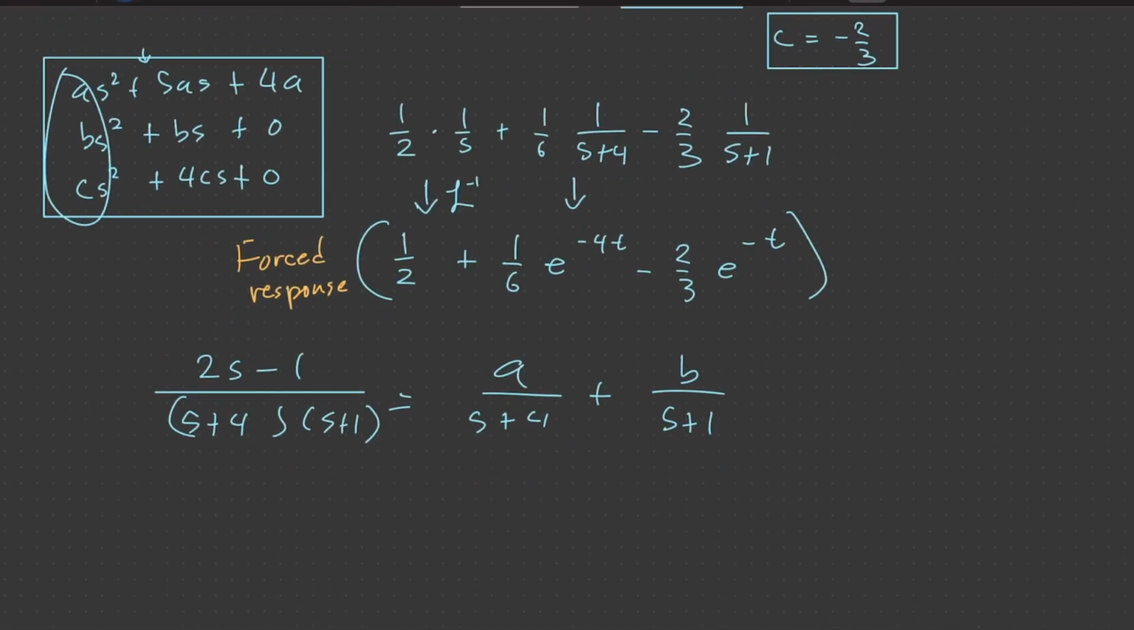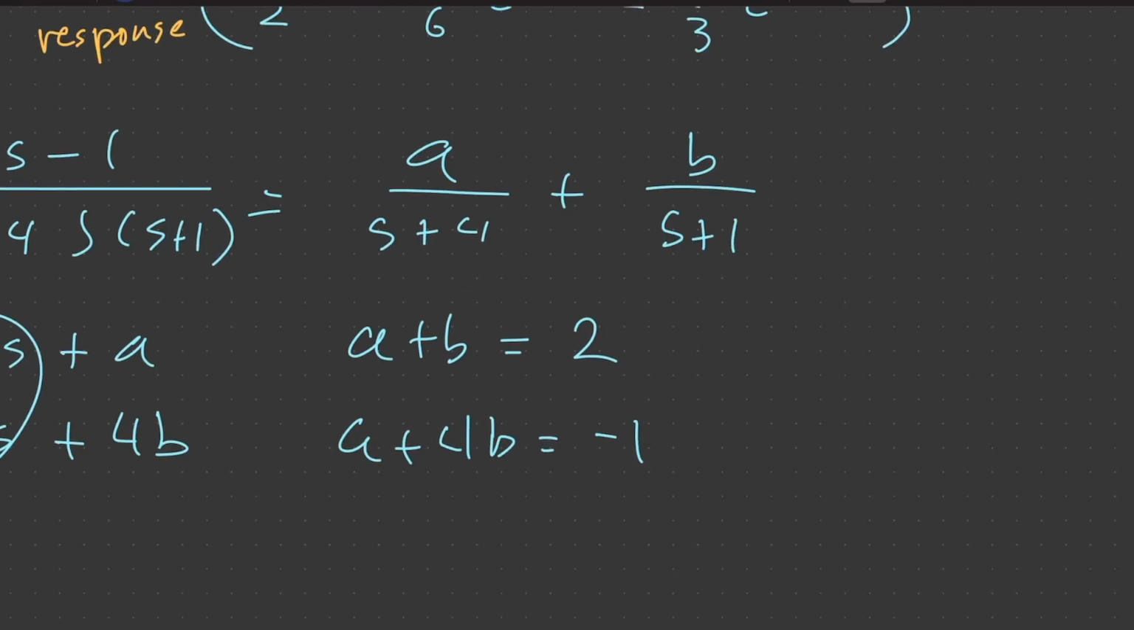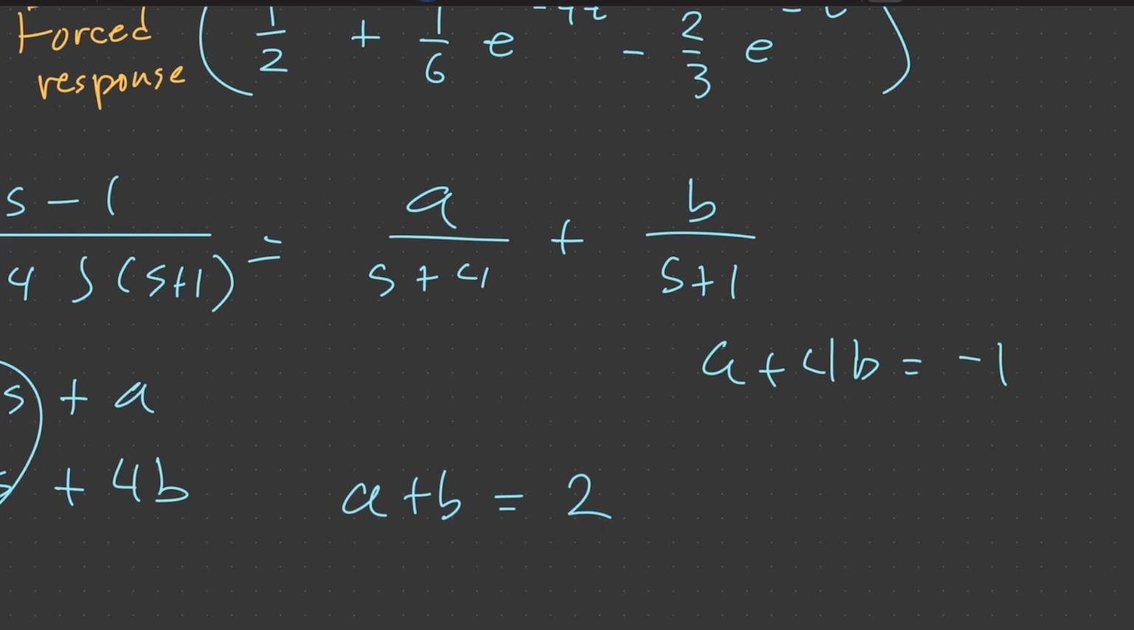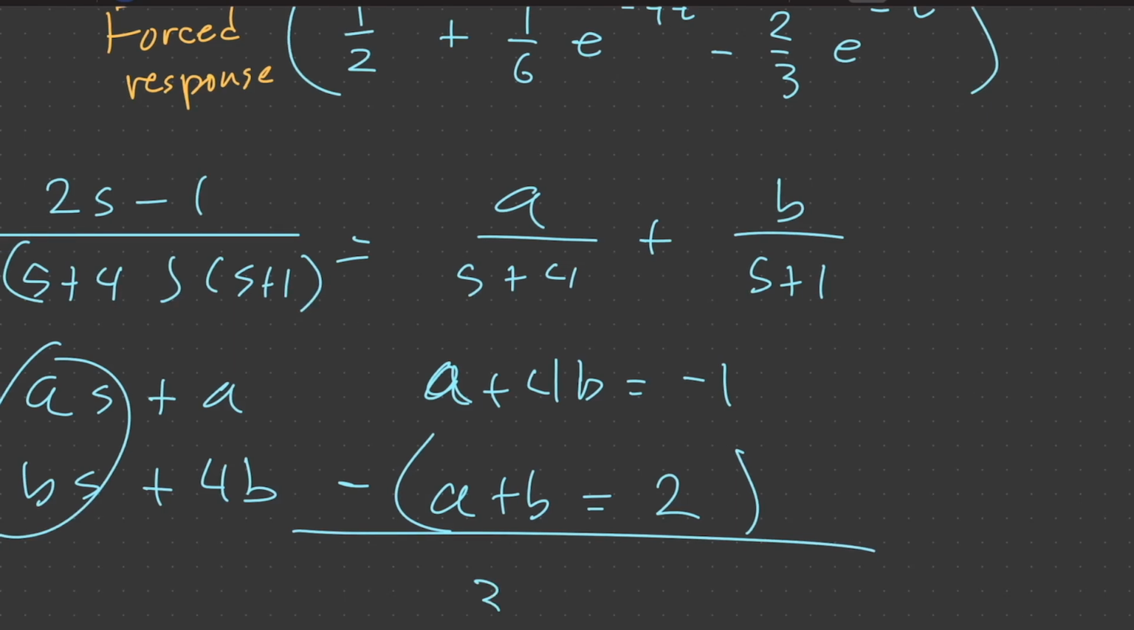Let's see. So it'll be a s plus 1, so as plus a, and it'll be bs plus 4b. Okay, so we can see that a plus b has to equal 2, and that a plus 4b has to equal negative 1. Again, I'll just do elimination, so I'll go ahead and put this one on top, this one on bottom. Okay, so this is subtracting this equation from the top one. We're going to get 0 for a, and we're going to get 3b is equal to negative 1 minus 2, which is negative 3. So b is equal to negative 1.